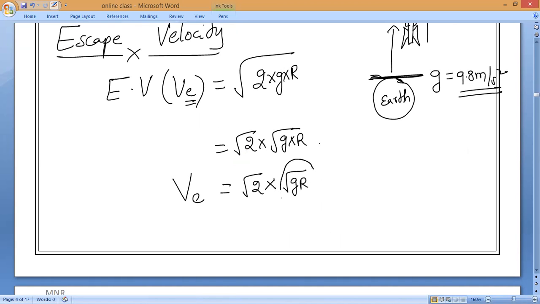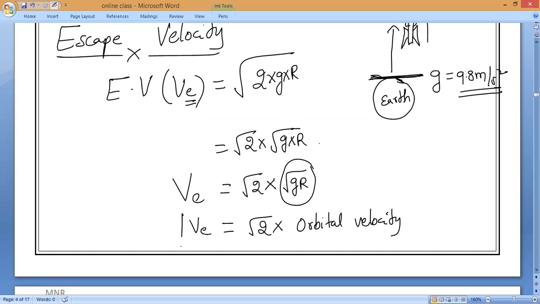GR, which is equal to, sorry, the orbital velocity. That is what I can say. Orbital velocity. Is it right or wrong? Are you understanding? So escape velocity of Earth is equal to root 2 into orbital velocity. So you'll get the escape velocity value.